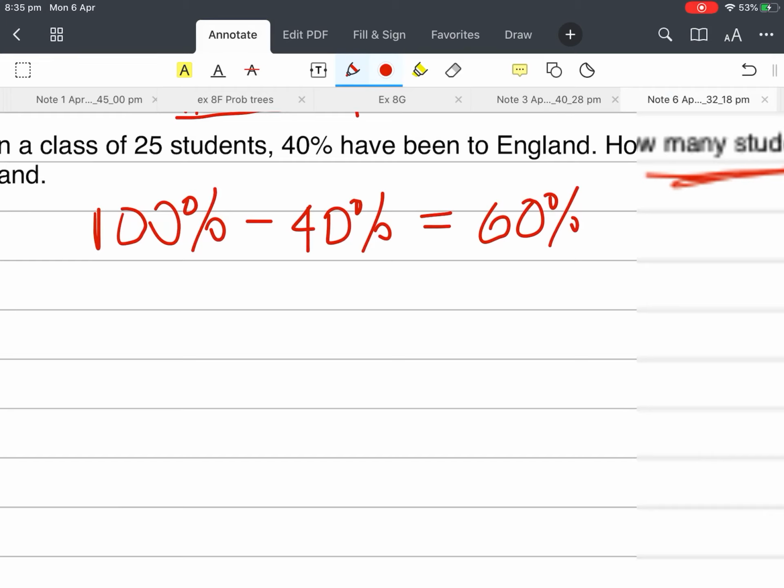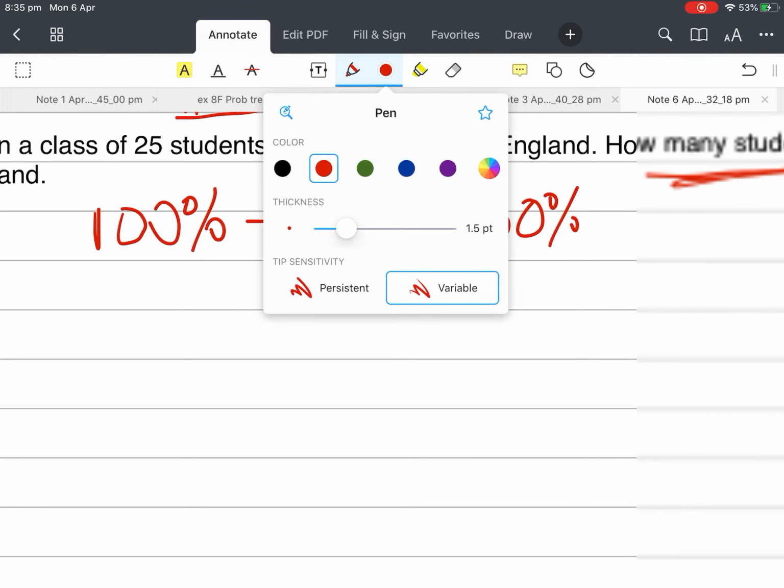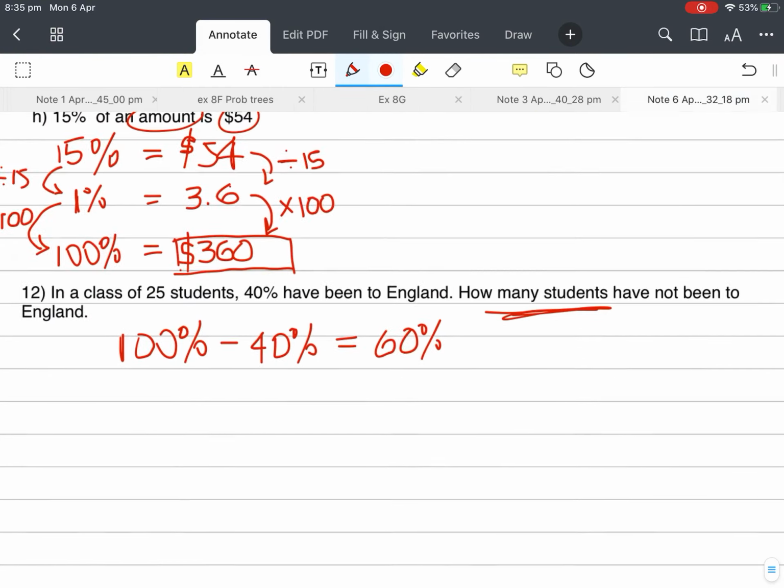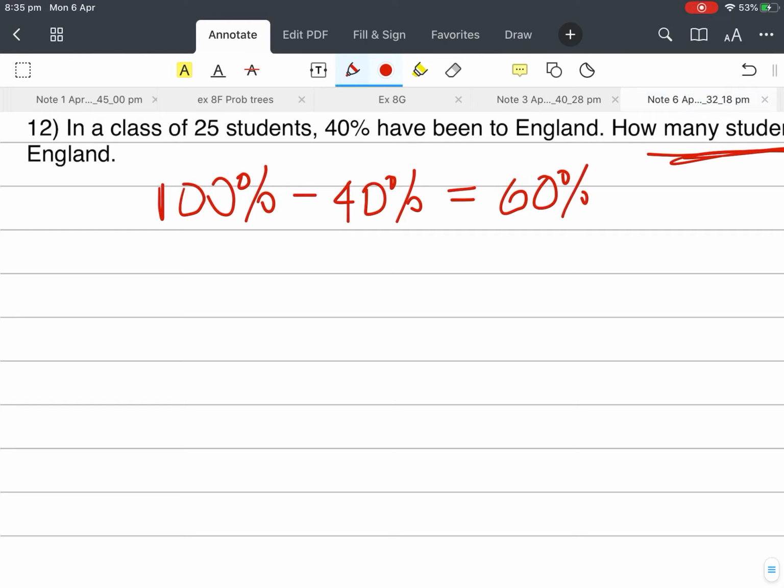So let's do the reduction down to 1 first. So I'm going to do my percentage. Come on, you can write. Here we go. It's not writing for me. It's not liking me at the moment. Let's try it again. No, it doesn't like me. What's going on? Okay, sorry about that. Let's try it again.